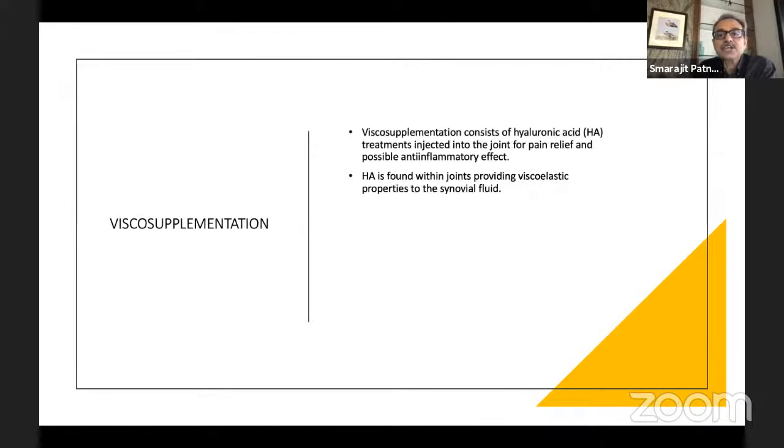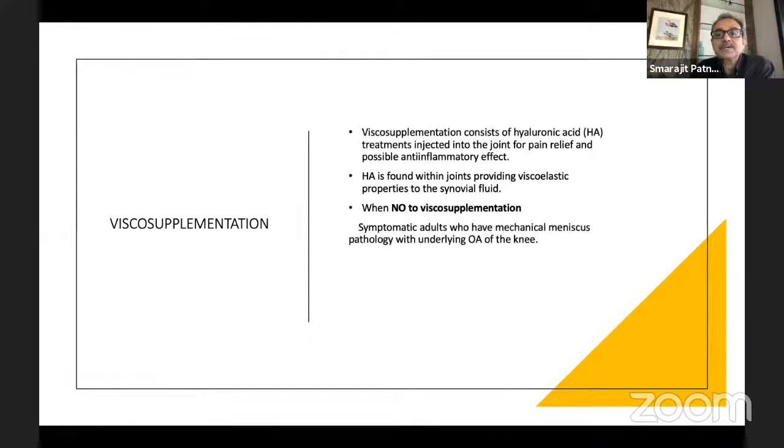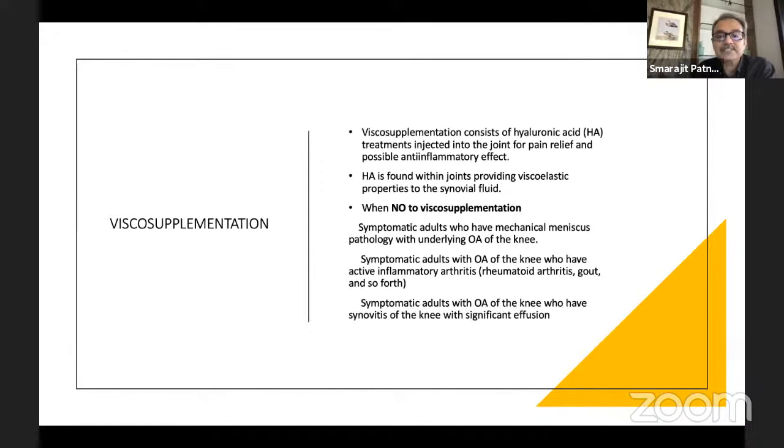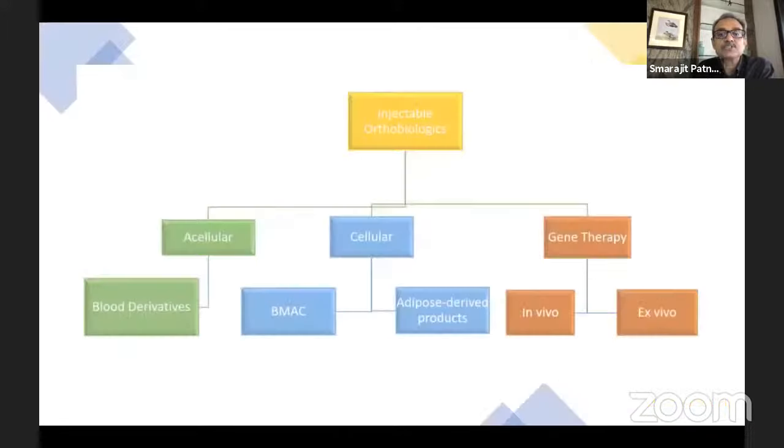Now, this HA is found normally in the joints, which provides, as we all know, the viscoelastic properties of the synovial fluid. Before we argue on what role it has, there is more of a consensus on when not to use viscosupplementation at all. These are when there is a symptomatic athlete who has mechanical meniscus pathology with underlying osteoarthritis of the knee, when we have symptomatic athletes with osteoarthritis of the knee who have active inflammatory arthritis, and similarly, symptomatic athletes with OA of the knee who have synovitis of the knee with significant effusion. So these are the conditions where definitely a big no to viscosupplementation.